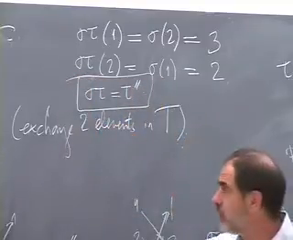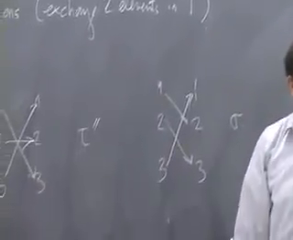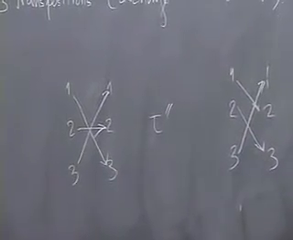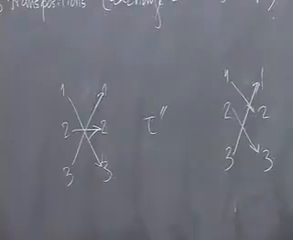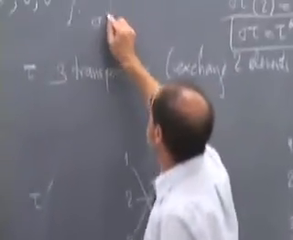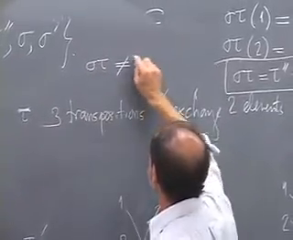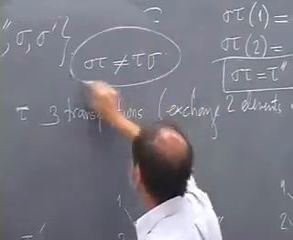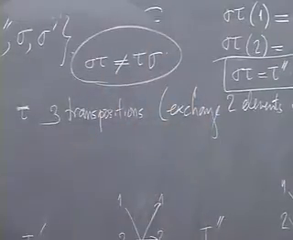Here, it fixes 2, takes 1 to 3. And therefore, sigma tau is not equal to tau sigma. So already, in this incredibly simple permutation group on 3 elements, it's non-abelian.